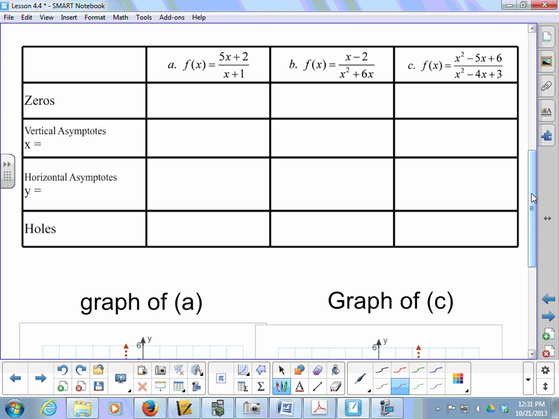All right, letter A. Where is it equal to 0? That's where the numerator is equal to 0. Should we write these down? You can. Yep. You're going to end up needing graph paper for this stuff too. So, where's the numerator equal to 0 at? Okay, negative 2/5.